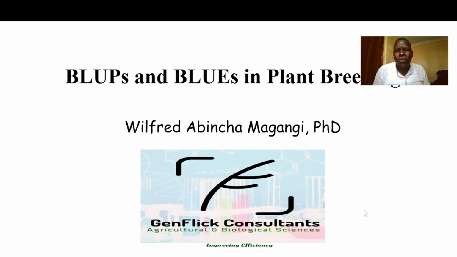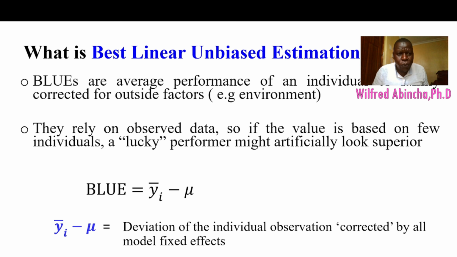Hi everyone, today I want to talk about the use of BLUPs and BLUs in plant breeding. BLUPs stand for Best Linear Unbiased Predictions, while BLUs stand for Best Linear Unbiased Estimations. Let's start with BLUs. BLUs are just means of individuals or families.